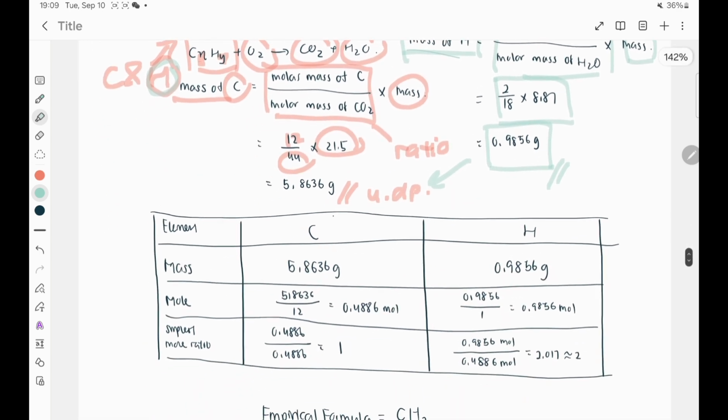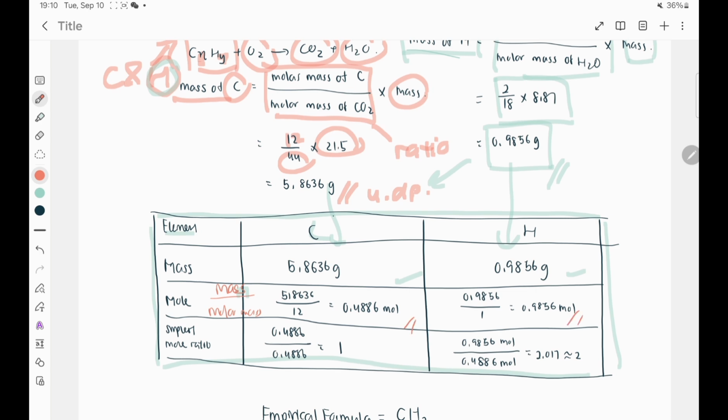Now we are using the method that we learned from our previous SPM. We list out the elements first, C and H, and then the masses here and here. You fill in from here to here, and then you need to calculate the mole. You calculate the mole by using the masses. Sorry, you just simply use the mass divided by their molar mass, and you get their mole here and here.